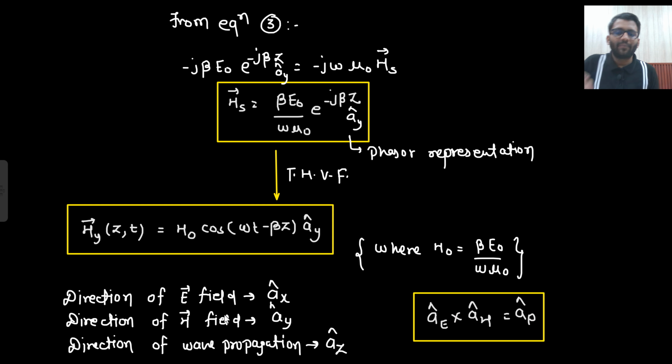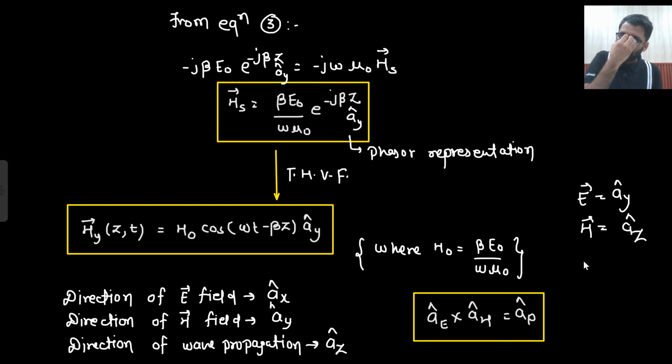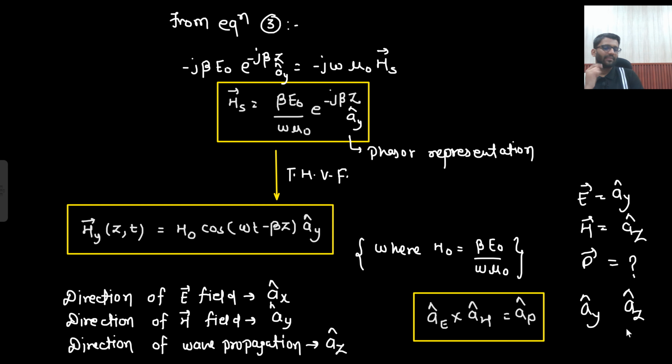Now tell me one thing: if my direction of the electric field is Ay cap and the direction of the magnetic field is Az cap, then in which direction will my EM wave be propagating? This is the question for you. Ey cross Az, what would that be? Ax cap. So my wave will be propagating in the Ax cap direction, right?